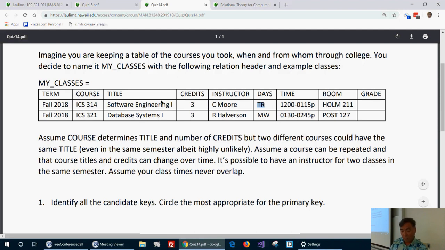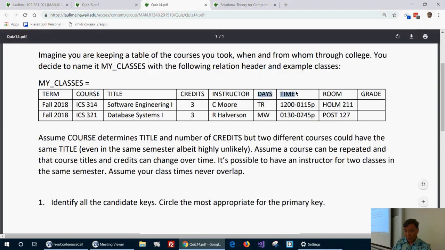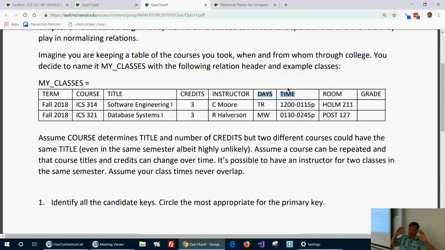All of these fields, the way we've set this up, this can be the primary key. This would uniquely identify any single row for the time that you're here. Also, this plus this could serve as a primary key because you're never going to have two classes scheduled at the same time in a term. Yeah, I know it happens, but let's exclude that case.